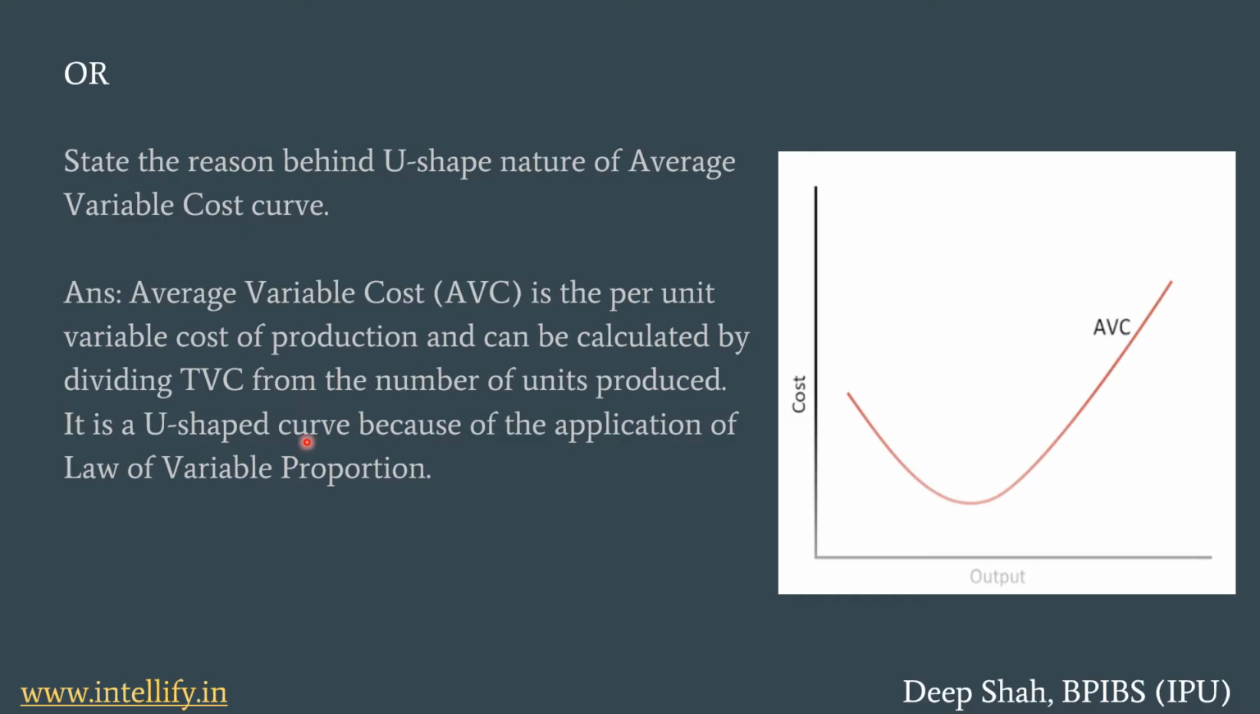increasing returns to factor, when TP rises at an increasing rate, it pulls AVC down. During diminishing returns to factor, when TP reaches its maximum point, AVC attains its minimum point. So AVC is here at this stage. And then finally, when TP starts falling, it leads to rise in AVC as shown in the given curve.